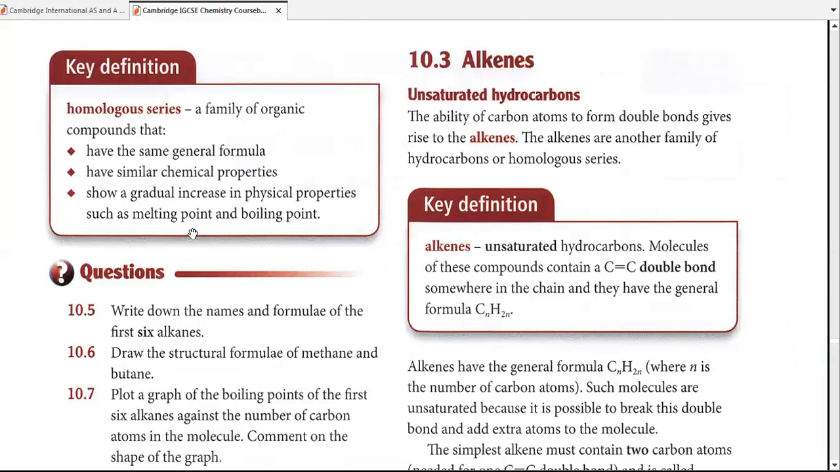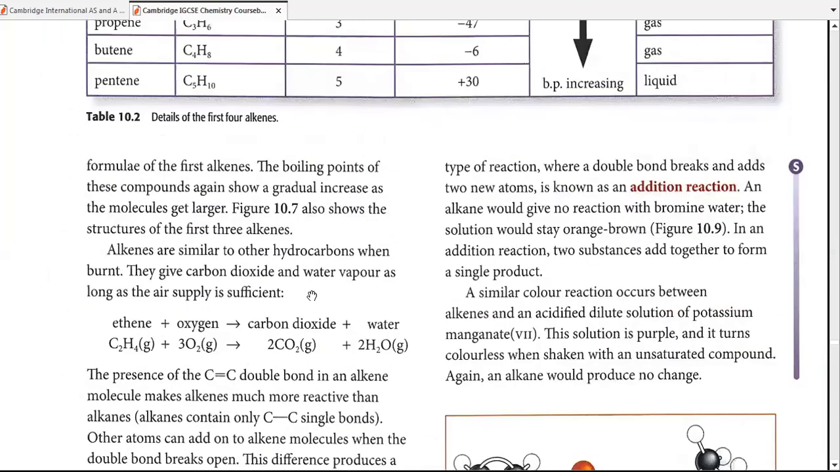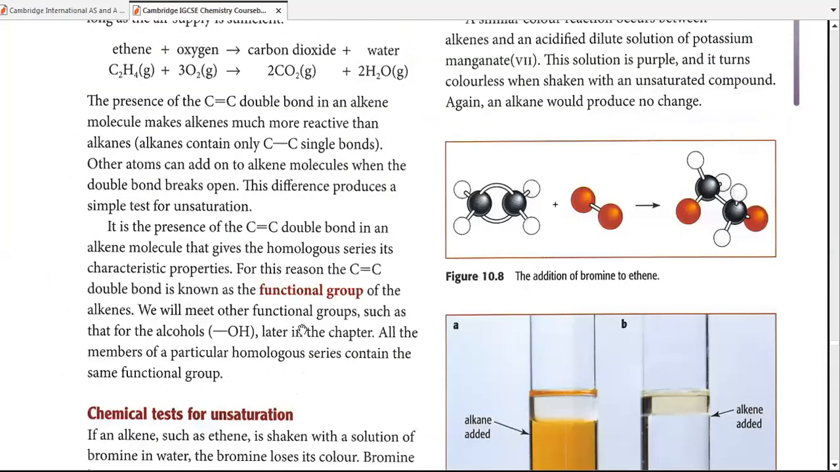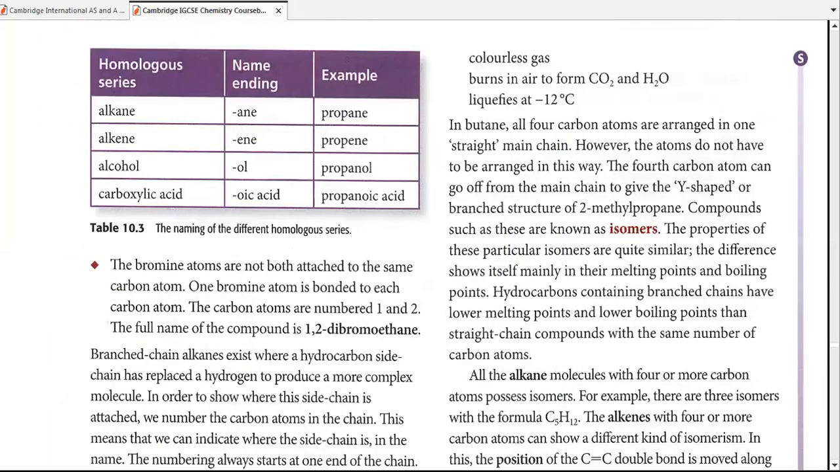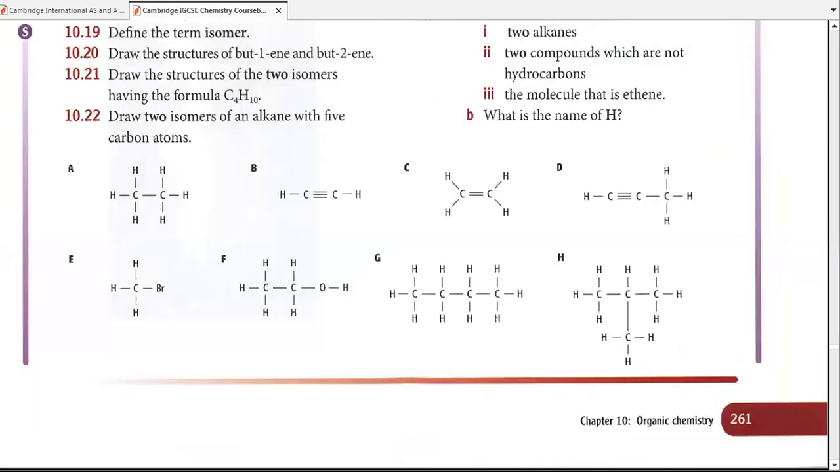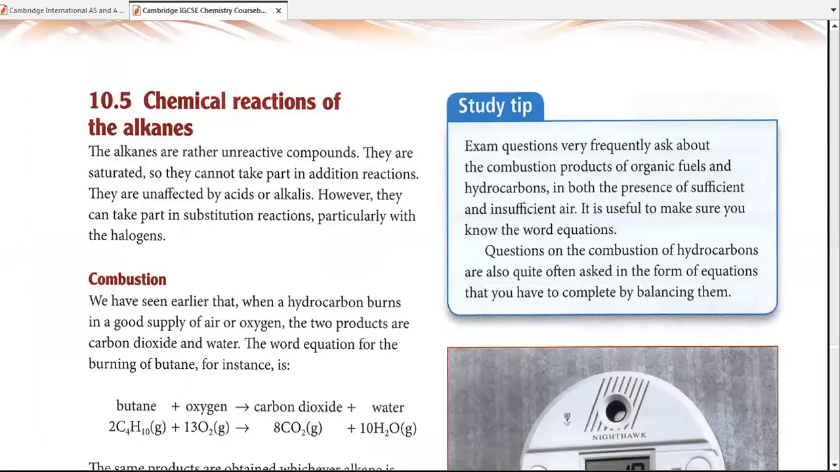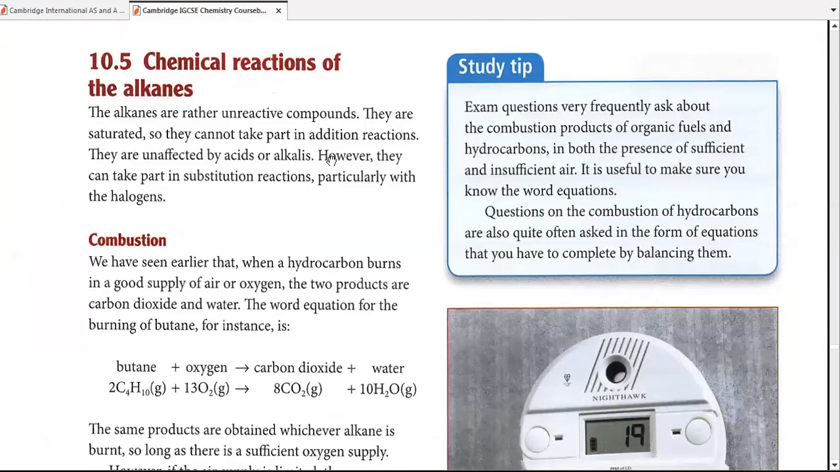We've already studied homologous series, but before we move on any further, there are some reactions for alkanes that we still need to do. Chemical reactions of alkanes. Alkanes are rather unreactive compounds. We call them inert, we call them unreactive. They're saturated, so they don't take part in any of the addition or other kinds of reactions. They are unaffected by acids and alkalis. However, they can take part in substitution reactions, particularly with halogens.